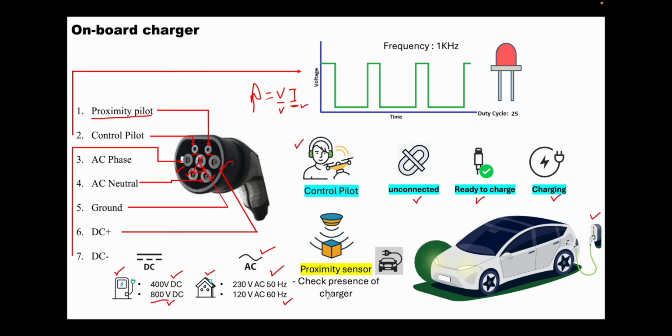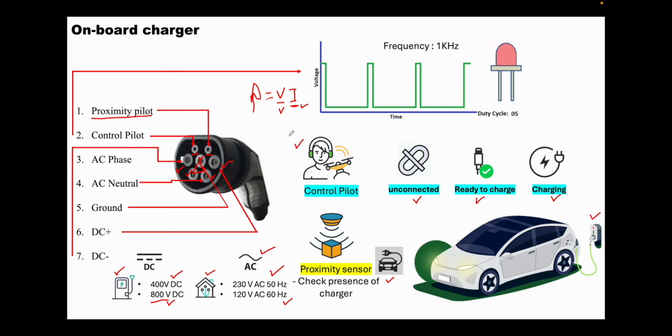Proximity pilot detects whether the vehicle is present with the EVSE or not. So basically EVSE refers to the charging station that you usually have. And with the help of the proximity sensor, it detects whether the vehicle is actually connected to the charging port or not. It also detects the presence of the vehicle with the help of different electrical signals. Those things we will see in detail in the next video.